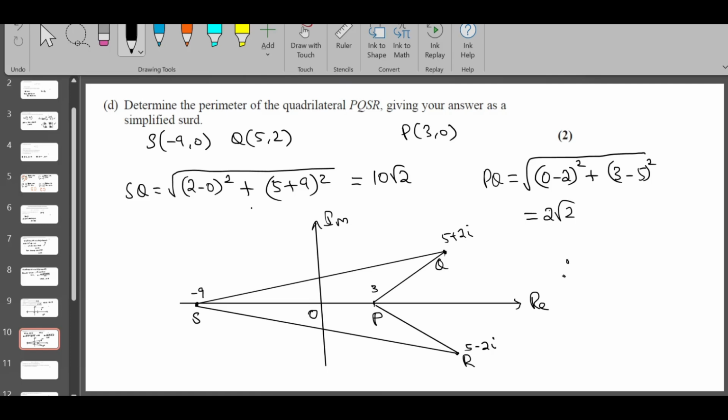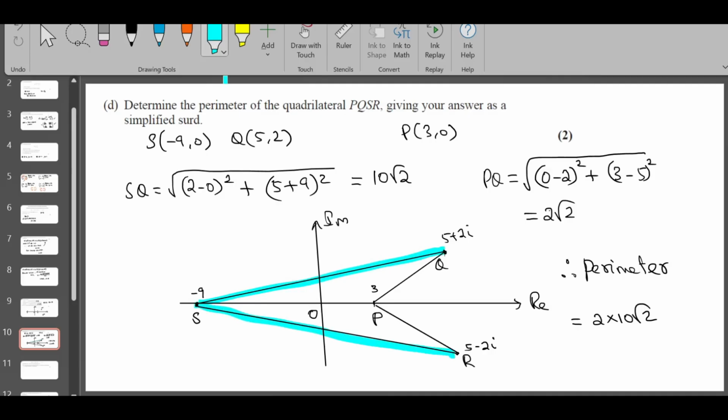So therefore perimeter is equal to 2 times 10 root 2, because the length of this is 10 root 2. The length of this is also 10 root 2. So you multiply by 2, plus 2 times 2 root 2. That's 20 plus 4, 24 root 2. They want us to give the answer as a simplified surd. 24 root 2 is the answer.